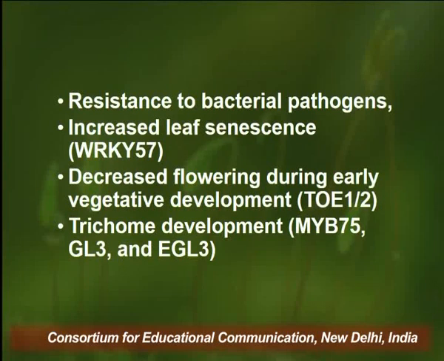Likewise, it also provides resistance towards pathogenic bacteria and increases leaf senescence through WRKY proteins, or WRKY57 protein. They also decrease flowering during early vegetative development by stimulating another transcription factor, TOE1 or 2, and they lead to the development of the trichomes through the transcription factors MYB75, GL3 or EGL3.